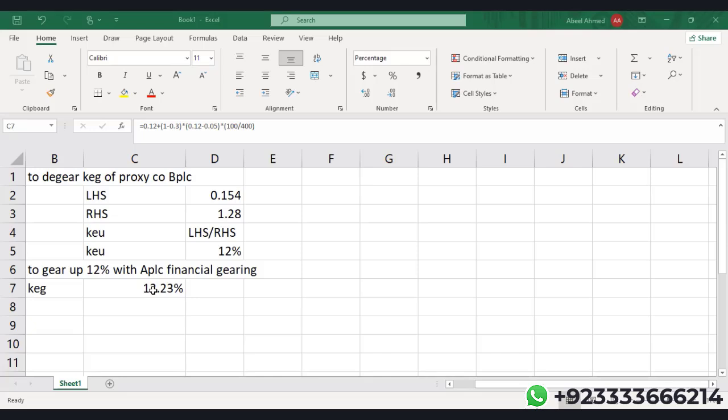Agenda for the next class is a little bit more discussion on cost of capital, and then we'll go for investment appraisal.